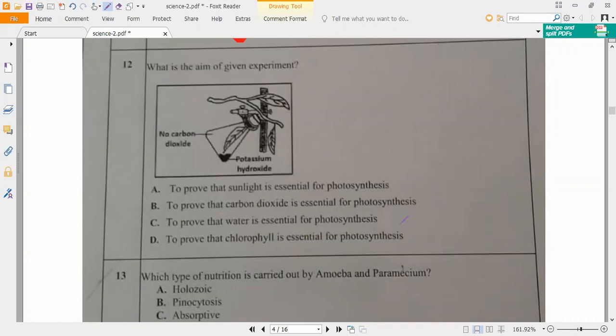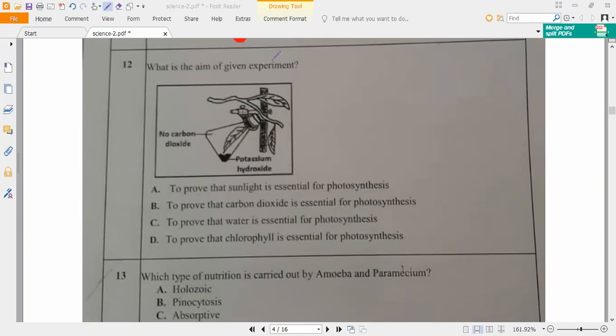No, sir. We are keeping potassium. Prove that carbon dioxide is essential. Who said that? I think Varshini only said sunlight is essential for photosynthesis. Yes, Varshini?